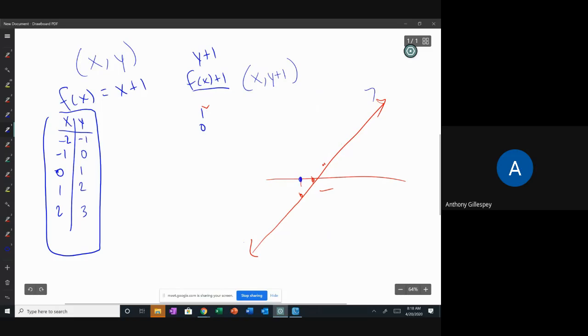Should've just rewrote the whole thing. I'm gonna erase that much. All right, so that's still f of x, right? All right, so here's the next thing. Let's change all this up.